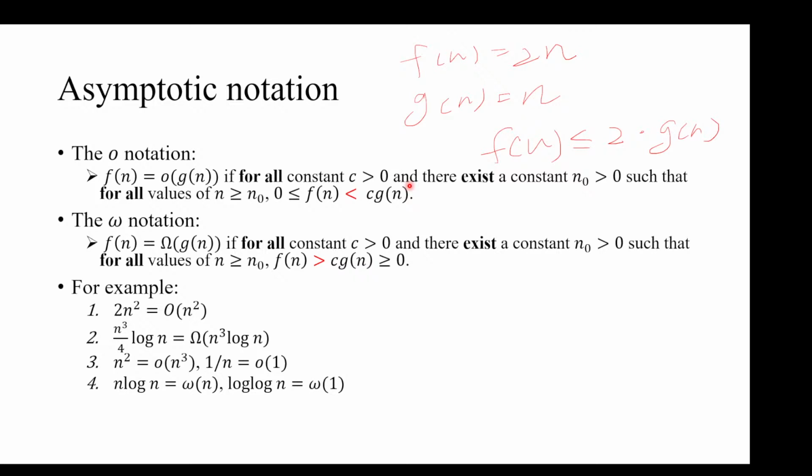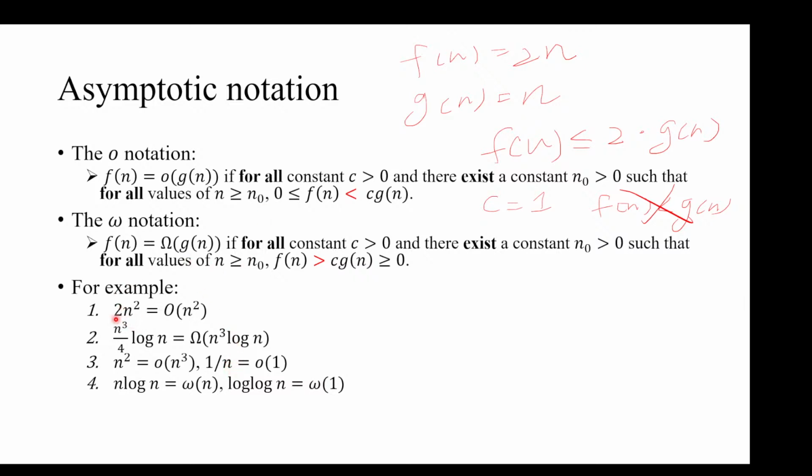Okay. And so when c equal to 1, we know f of n is not actually less than g of n, because for c equal to 1, f of n less than g of n is not true. Okay, and so we don't have small o here. And yeah, so similarly we have big omega and small omega. And then we have some examples here, I think we ran through last time.